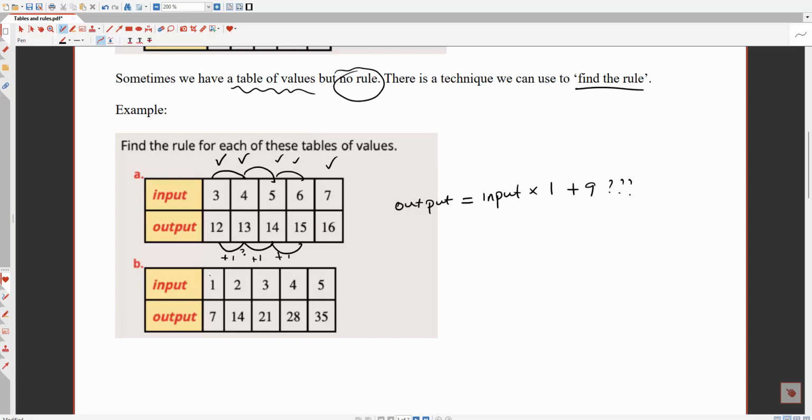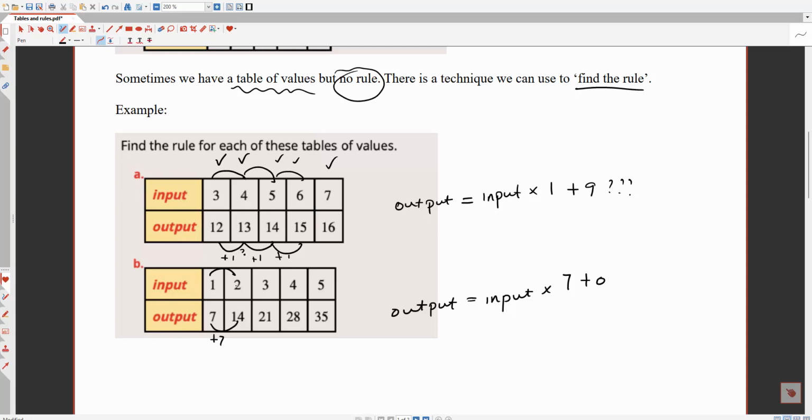So we can see here as this goes up by 1, this goes up by 7. So we can now write our rule. Output equals the input times 7, all right? And then all we do is we look at, okay, if we times the input by 7, what do we need to add? Well, we can see here we actually don't need to add anything. Plus 0 would be what it is.